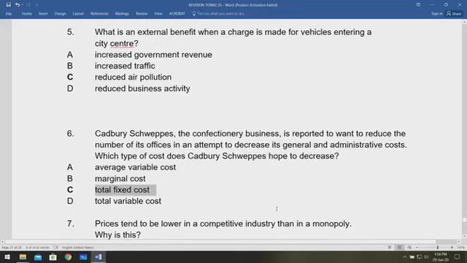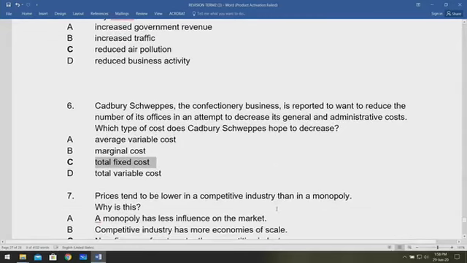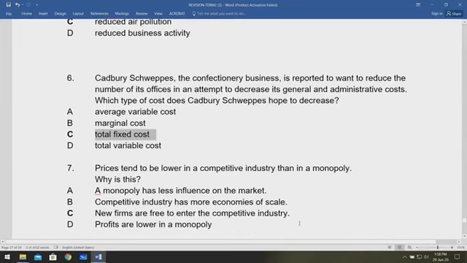Prices tend to be lower in a competitive industry than in a monopoly. Why is this? A monopoly has less influence on the market. Untrue, it is the market. Competitive industry has more economies of scale. No, they have less. New firms are free to enter the competitive industry. Yes, that's true. And profits are lower in a monopoly. That's not true. So the only answer is C. Okay?